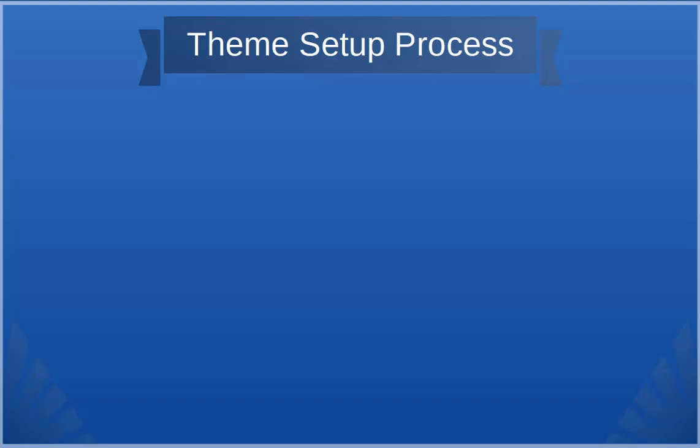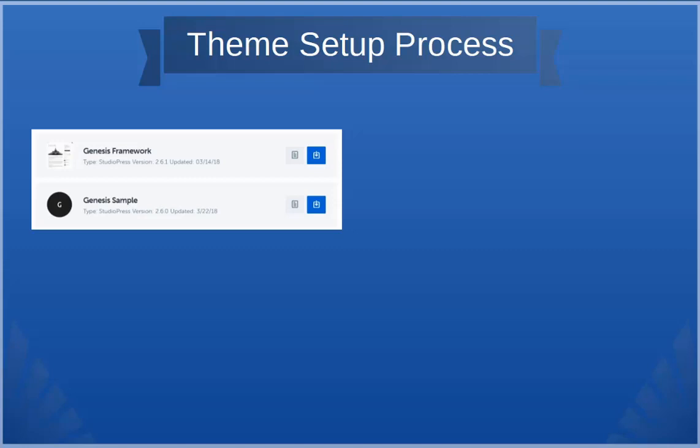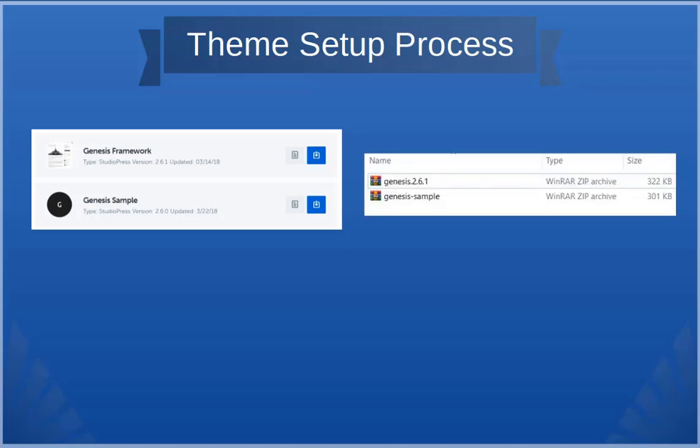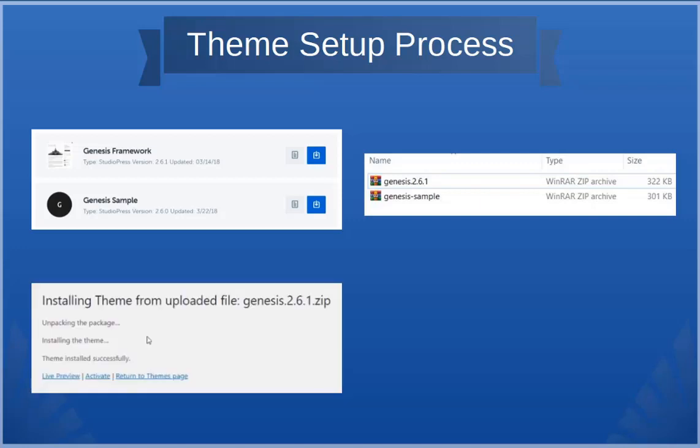So with that out of the way, let's start to get into the actual theme setup process. And for the sake of argument, let's say that you bought the base Genesis framework with the Genesis sample. You're going to get both files, framework and the sample. When you download them to your computer, you will have these two archives, the Genesis sample and the Genesis framework, which will have the version number. At the time of this recording, it's 2.6.1.